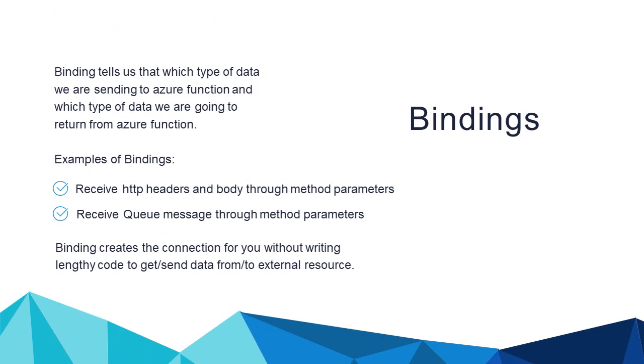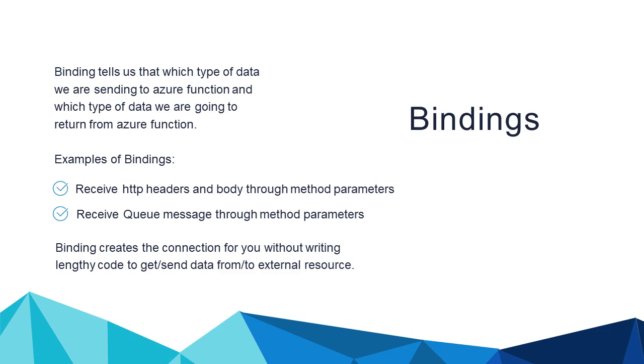Bindings. As we know that binding tells us that which type of data we are sending to Azure function and which type of data we are going to return from Azure function. We bind data at the input or at the output of Azure function. Let's see some of the examples of bindings. If I want to receive HTTP headers and body as input, then I will use HTTP request object in method parameter. If I want to receive queue message, then I will use message object in method parameter.